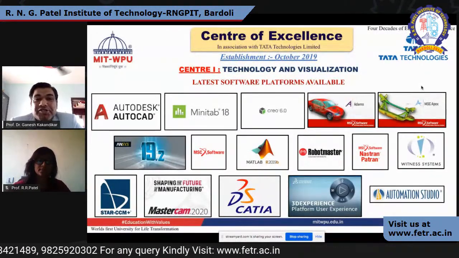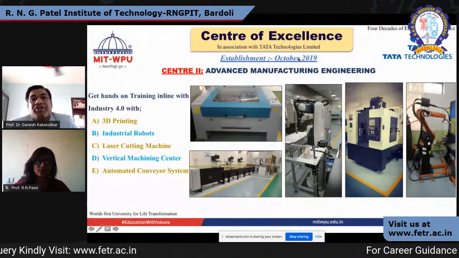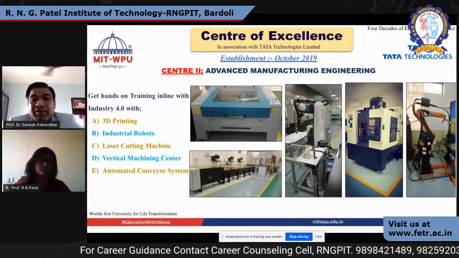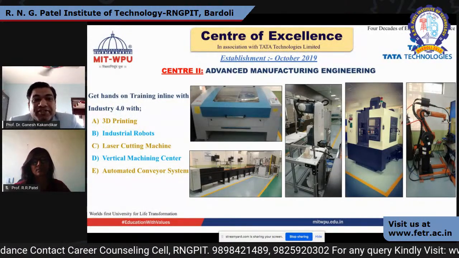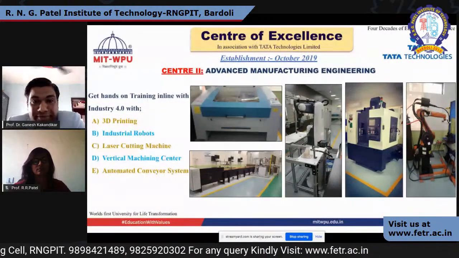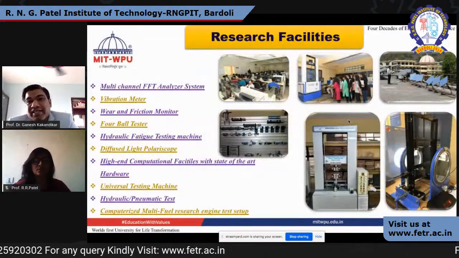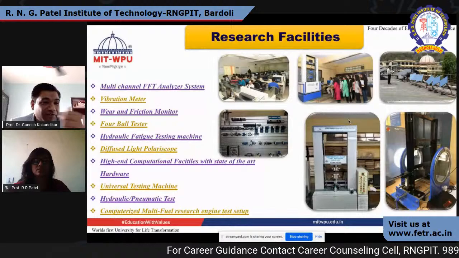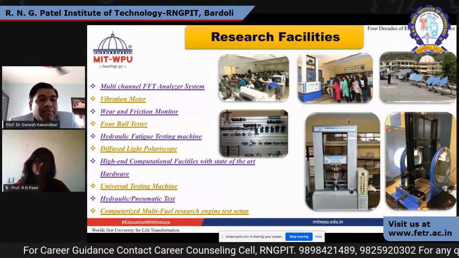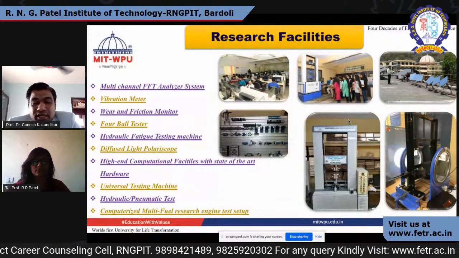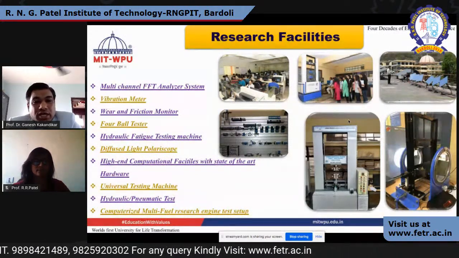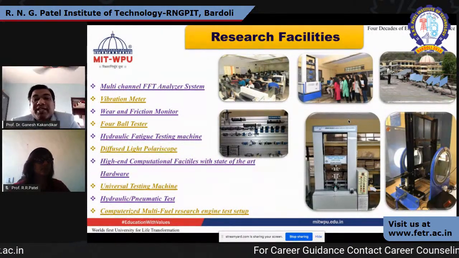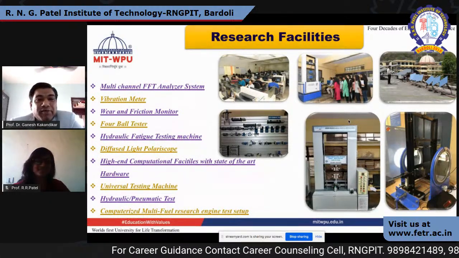with the industry perspective. We also have another center, called the Center of Excellence in Advanced Manufacturing Engineering. We have all these recent manufacturing facilities available with us, including 3D printers and a separate 3D printing lab or additive manufacturing lab. We have a lot of other research facilities available on the campus as far as mechanical engineering is concerned, like vibration meter, FFT analyzer, VR testing, 4-ball tester, then hydraulic circuits, pneumatic circuits, IC engines, computerized IC engines, then computerized UTM.